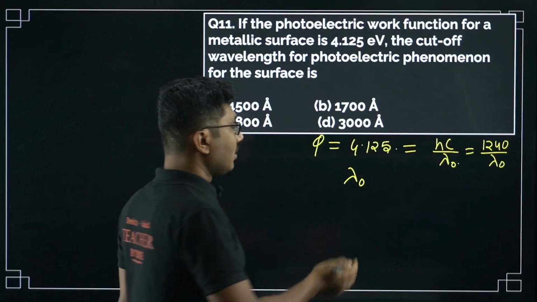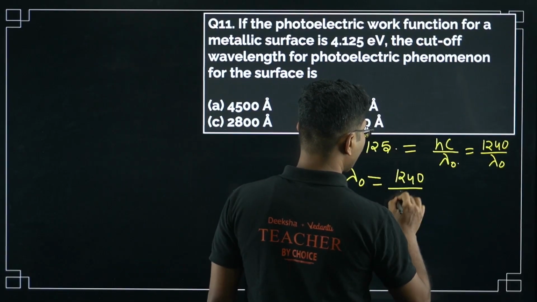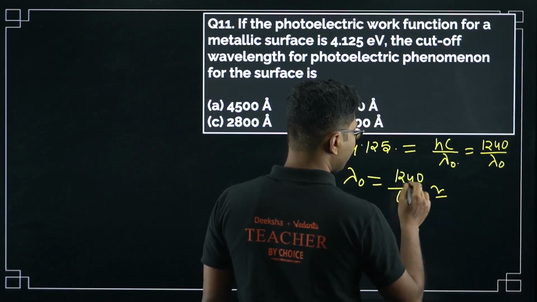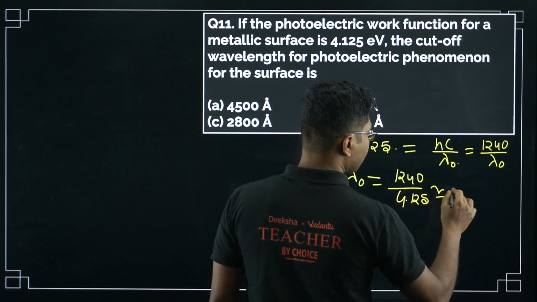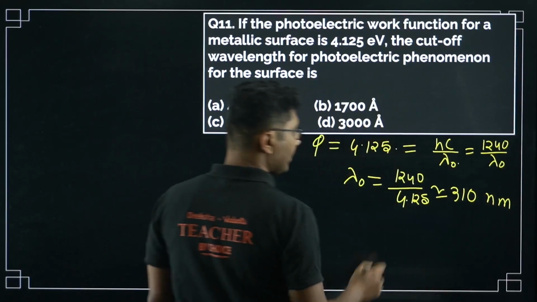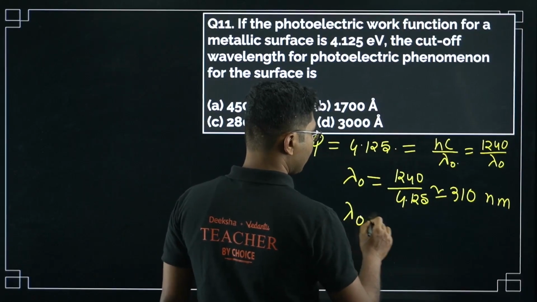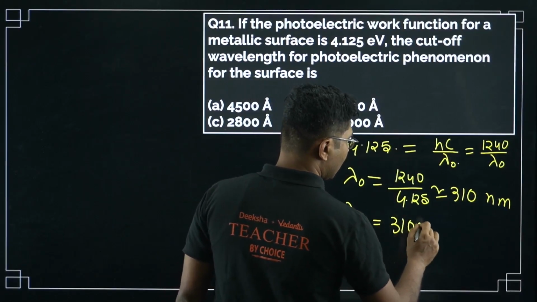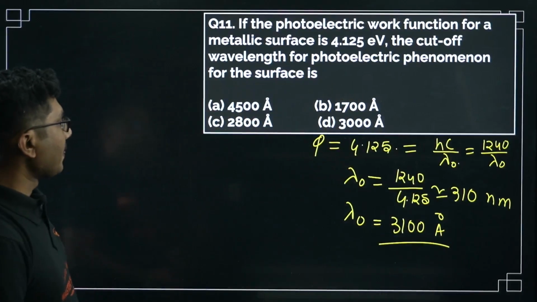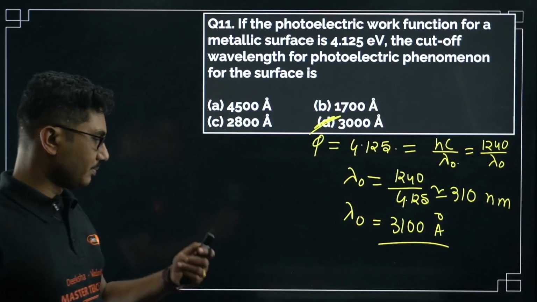So lambda naught equals 1240 divided by 4.125, which is almost 3 fours are 12, 310 nanometer. If you take this as 4, you will get 310. So lambda naught equals 3100 angstrom. Angstrom means only multiply by 10. So the correct answer is option D, 3000 angstrom.